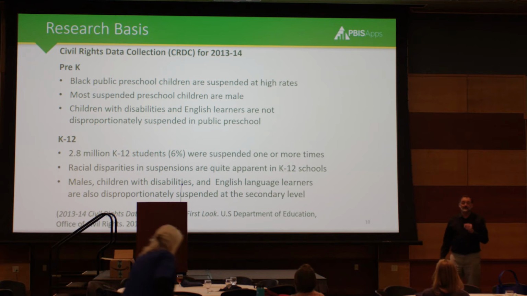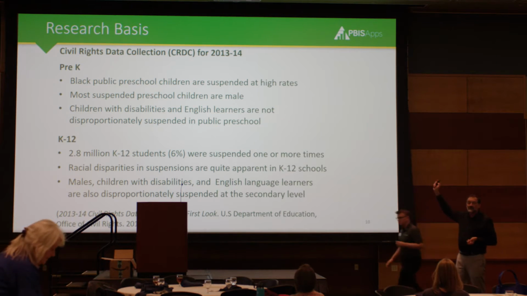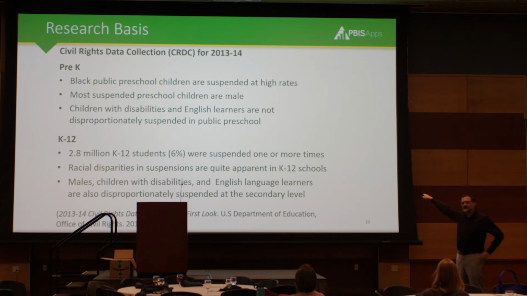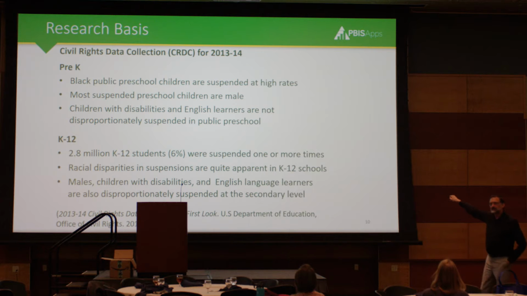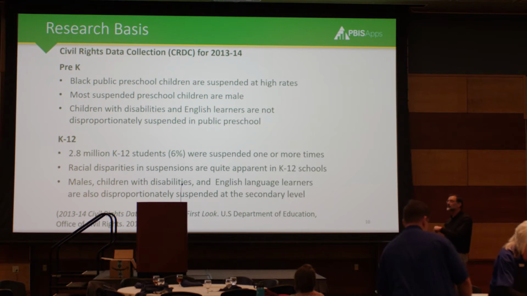The Department of Education's Office of Civil Rights collects data on all the schools in the nation and the outcomes that they have. This goes back to the 13-14 data. That civil rights data collection showed that in pre-K situations, African-American students had a predominant part of all the school suspensions. Most of these students are male. I guarantee you that happens all the way through elementary, middle, and high school. It's still predominantly male. Interestingly enough, children with disabilities and English language learners didn't see a disproportionate level of suspension from school at the pre-K level. Later on, they certainly will.